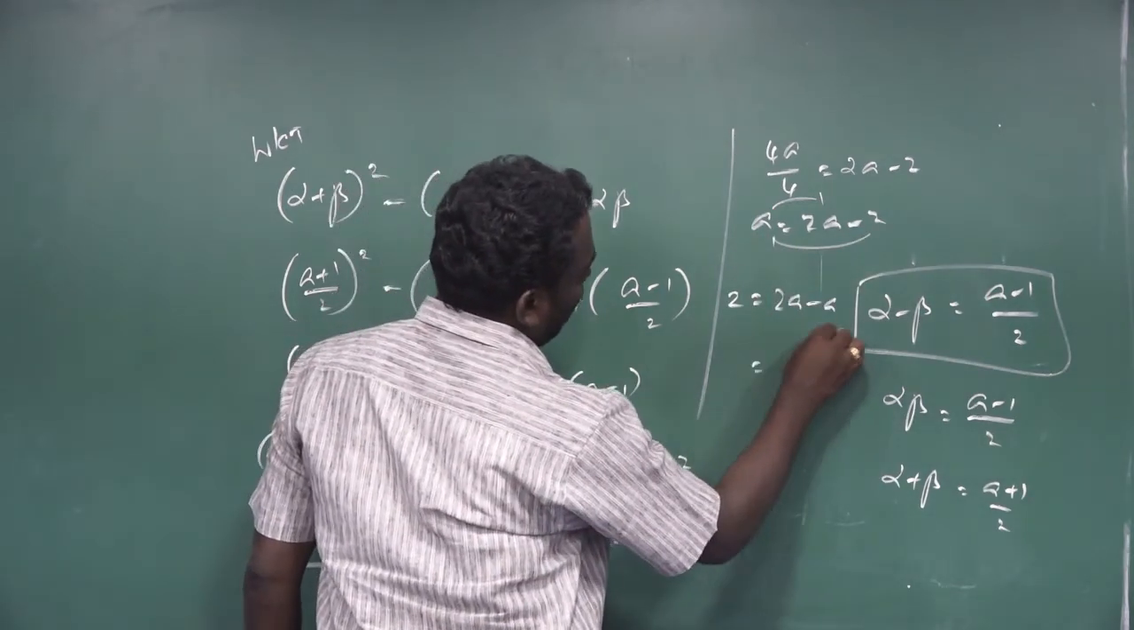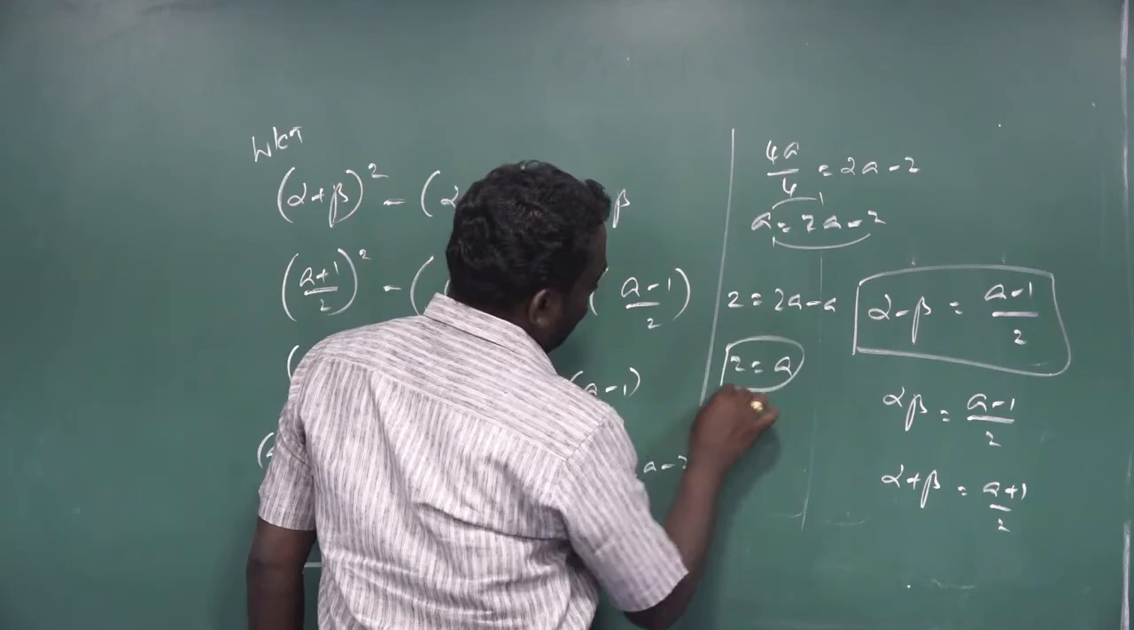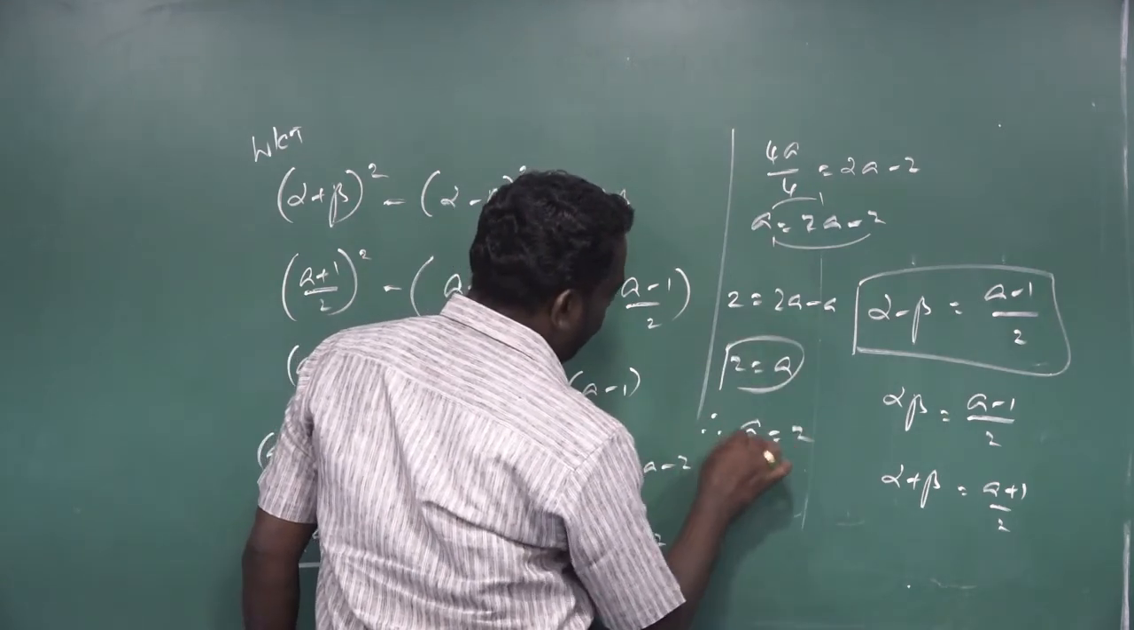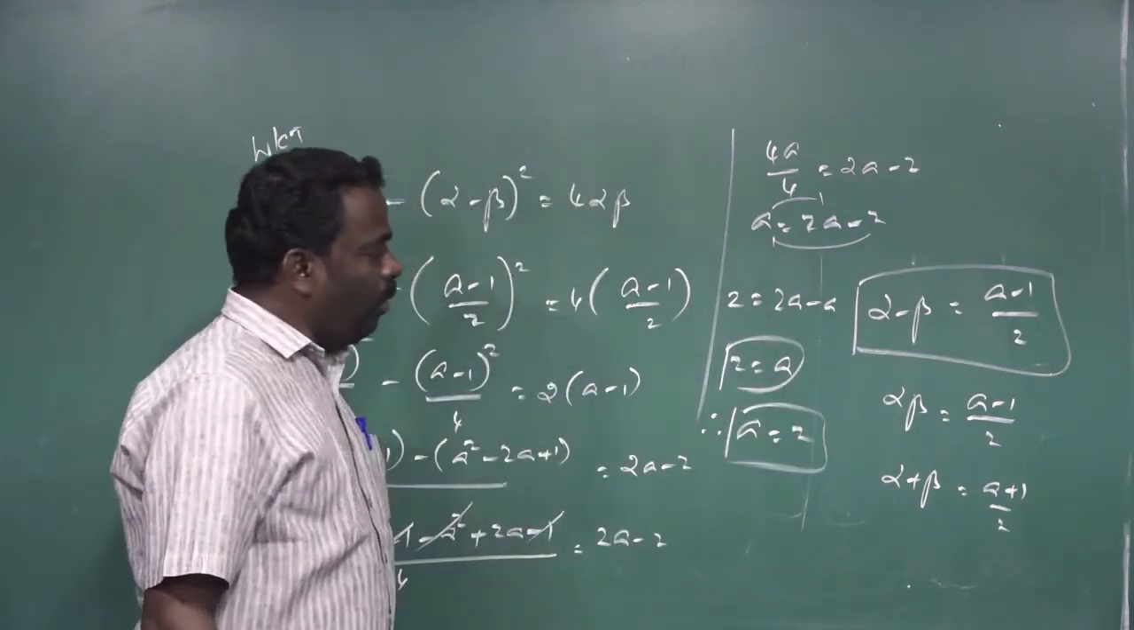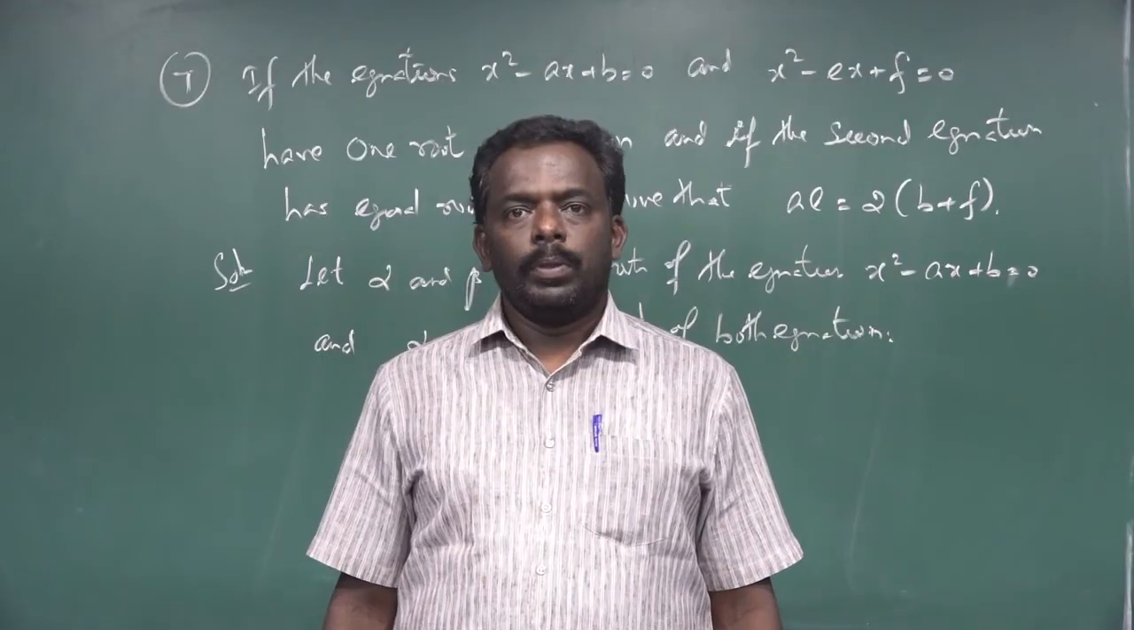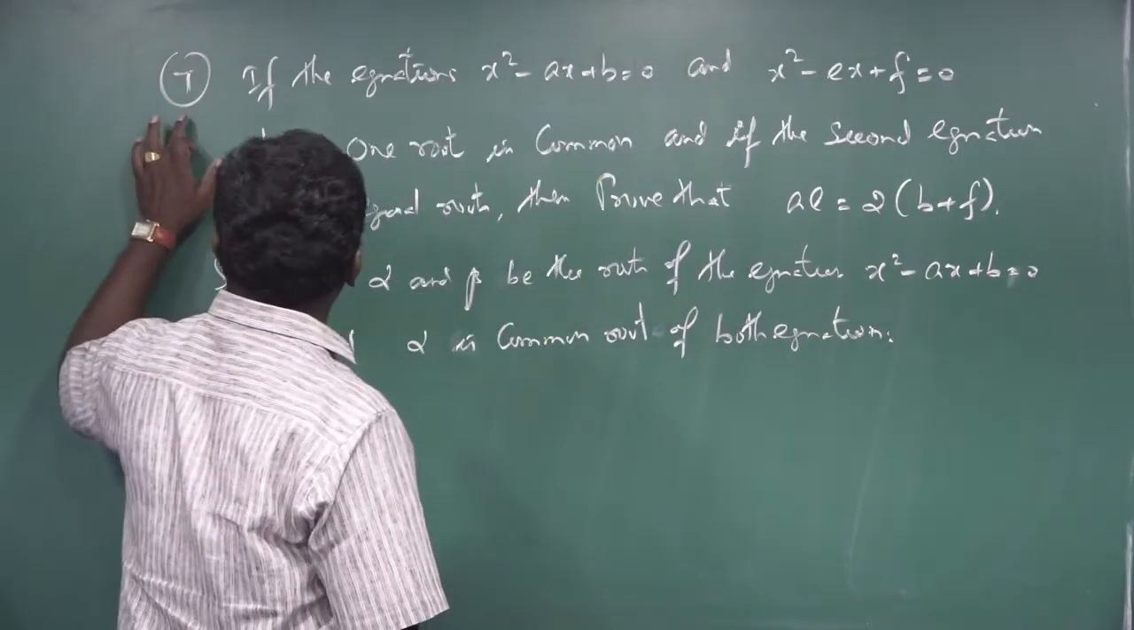That is equal to 2a minus a, which equals a, that is equal to 2. Therefore we want to find a is equal to 2. We want to prove that the value of a is equal to 2. Come to the next question, question number 7.